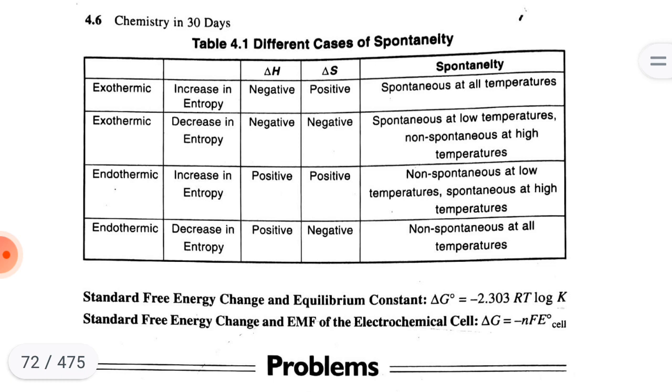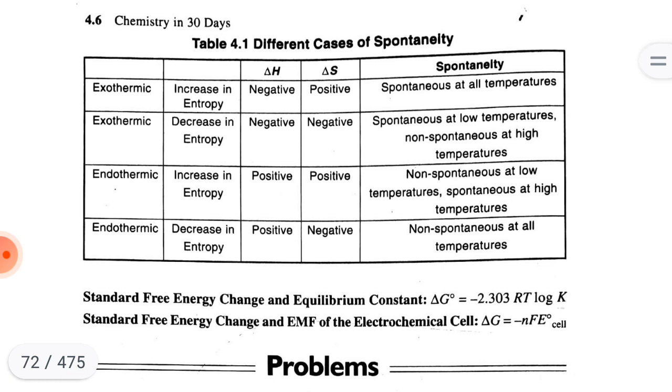Endothermic, increase in entropy: delta H positive, delta S positive. Spontaneity: non-spontaneous at low temperature, spontaneous at high temperature. Endothermic, decrease in entropy: delta H is positive, delta S is negative. Spontaneity: not spontaneous at any temperature.